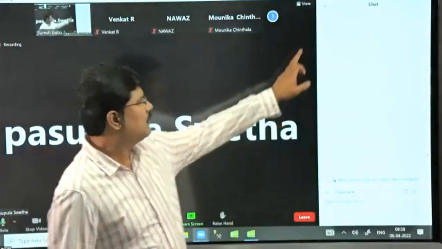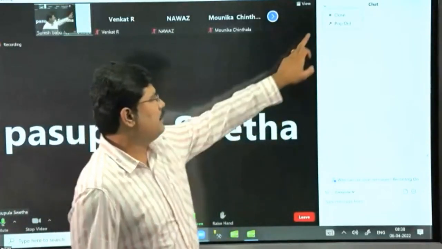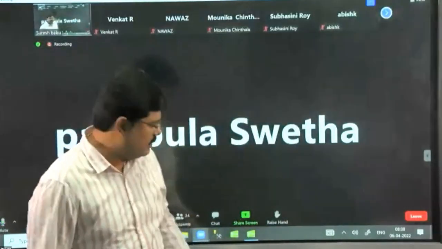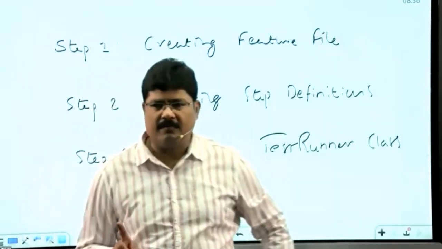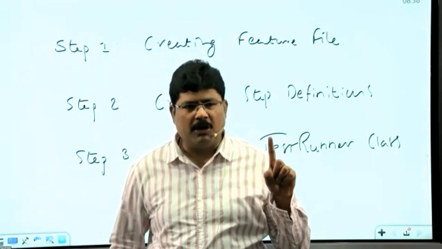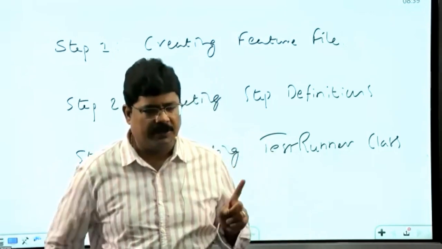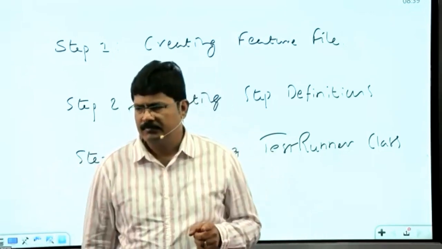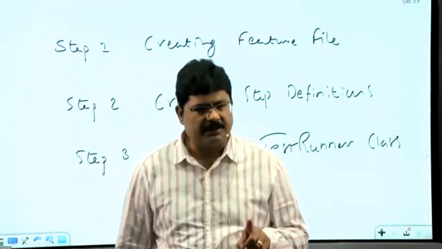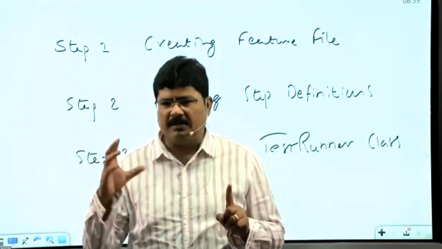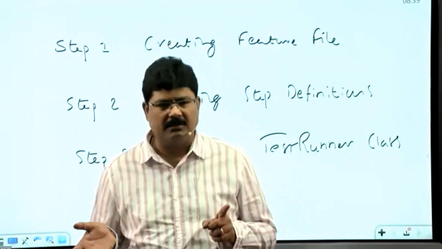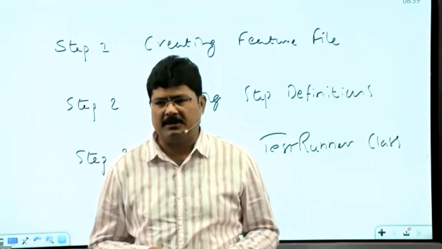Let's see how these steps can be implemented. For implementing this Cucumber framework, first we need to create a Maven project. Why create a Maven project? I can also create a Java project, but all the libraries one by one we have to associate. Instead, yesterday we concluded the best approach.